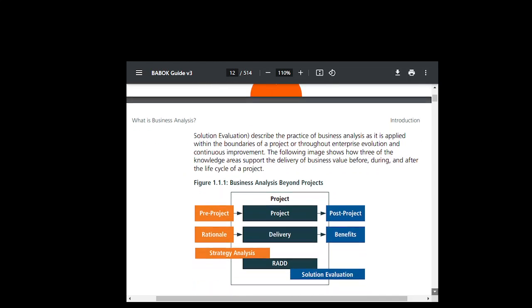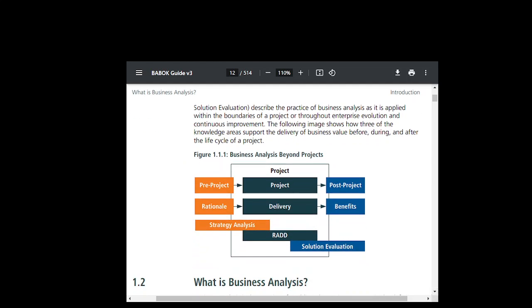So moving on from there. Telling you that these knowledge areas describe the practice of business analysis as it is applied within the boundaries of a project or throughout enterprise evolution and continuous improvement. So let me just highlight this for you.